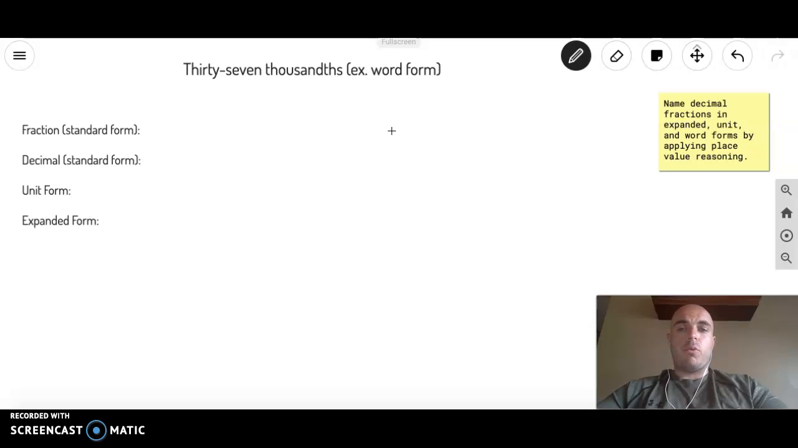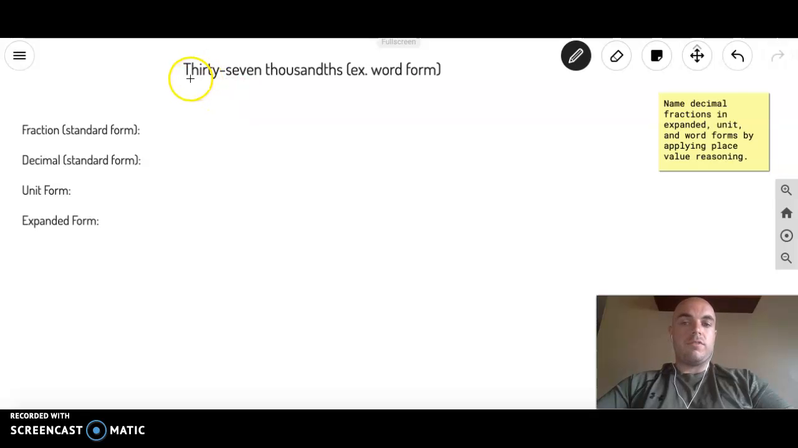Today we're going to be looking at more of our previewed work for 5th grade. You can see here I have our lesson set up and ready for today. Let's go over the objective. The objective is for us today to name decimal fractions in expanded, unit, and word forms by applying place value reasoning. So I have an example set up for us, which is what you're going to see on your Zearn.